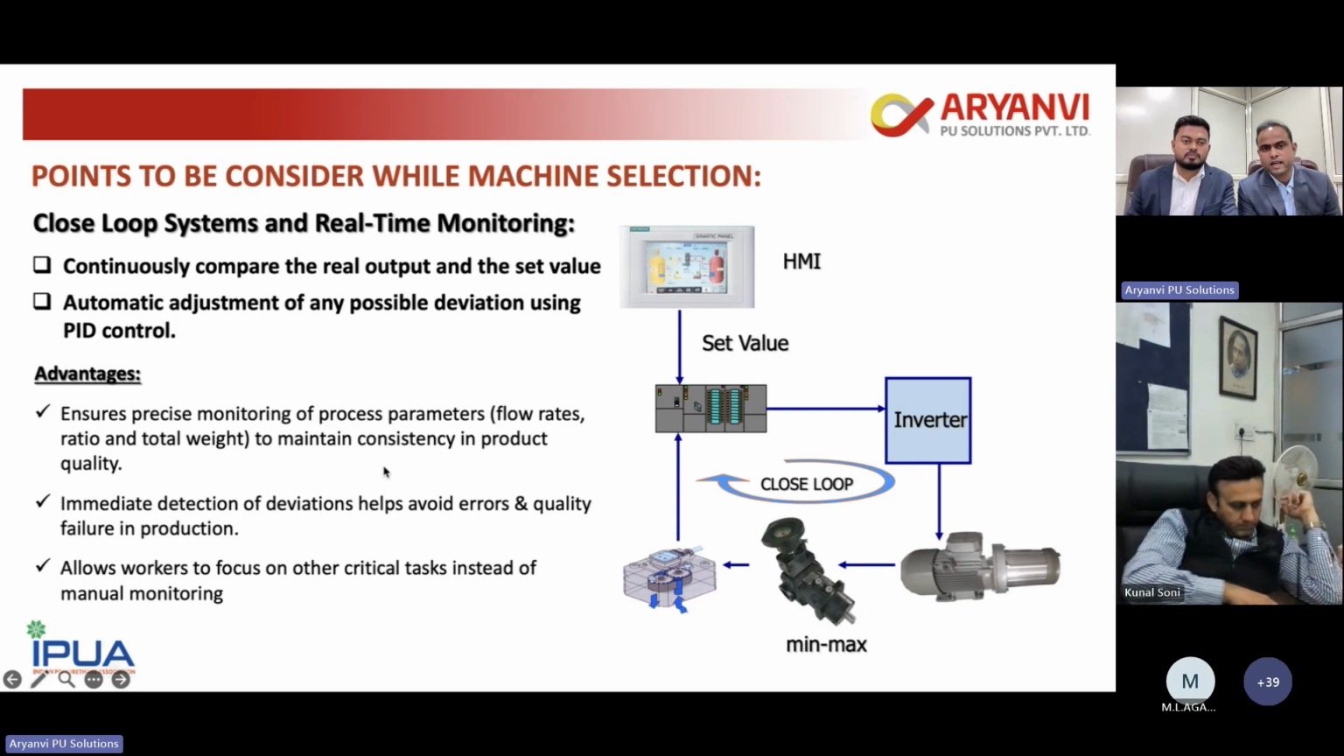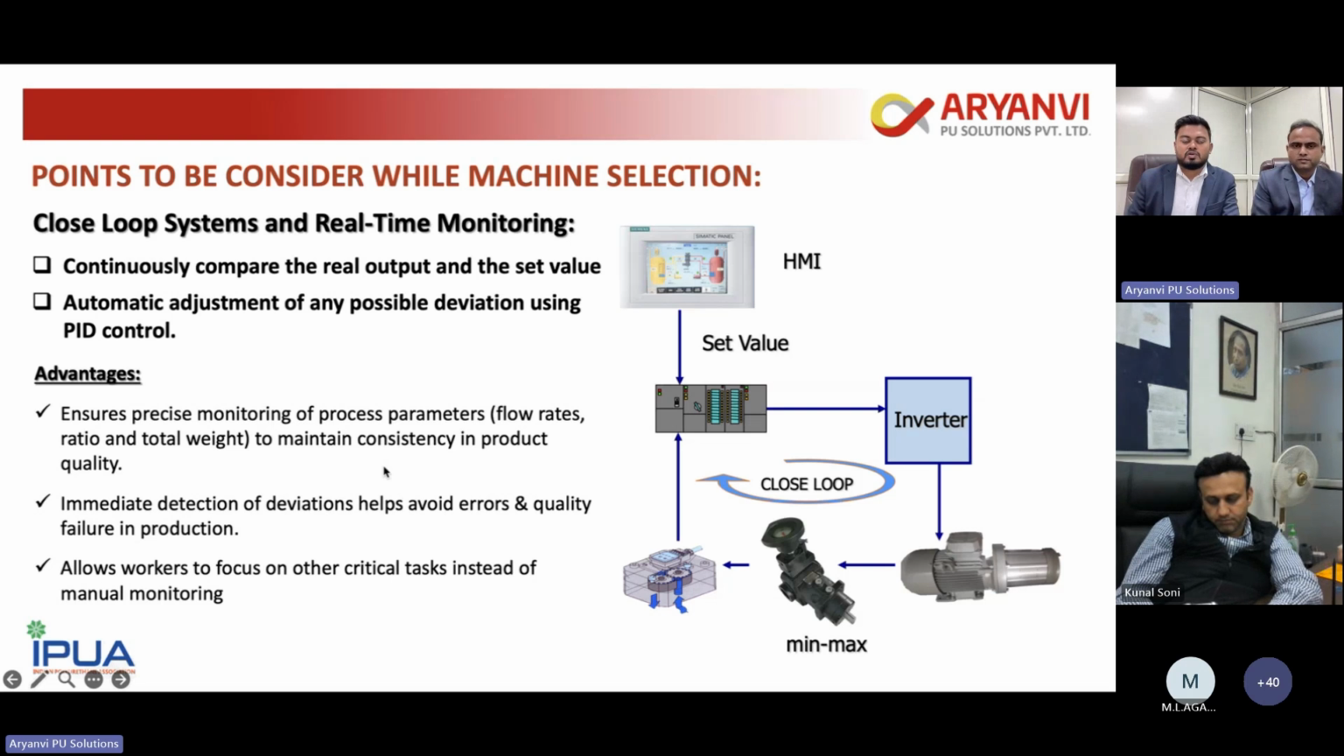And you need to readjust the pressure as well as the output, and then you can restart again. So if there is any deviation in the ratio or weight or output, the machine will stop. So it will ensure that you will not get bad quality product or scrap in the end of the application.